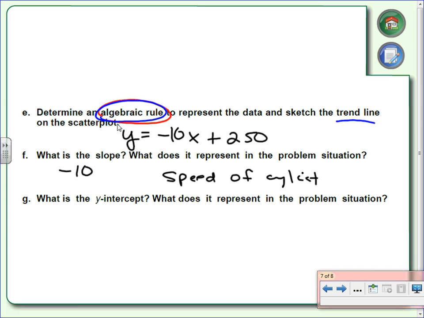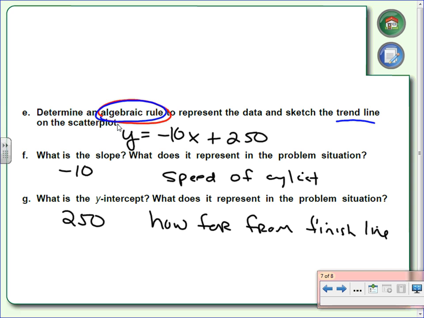The y-intercept. If we look at the equation over here, which number is the y-intercept? 250. So 250 is the y-intercept. And what does that number represent? I just told you. The number of miles you have to travel. That's right. It's how far he is from the finish line. That's what that 250 is.